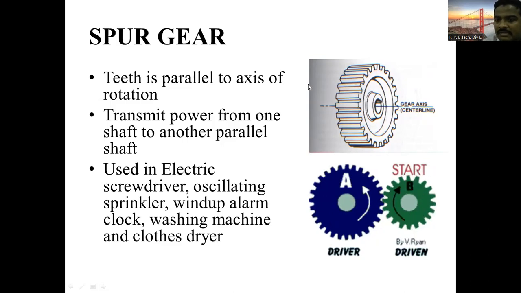Okay, after this there is a helical gear that we can study. Have you got it? Spur gear.